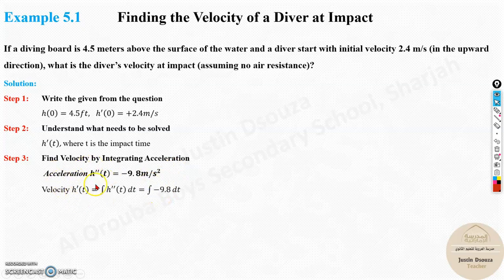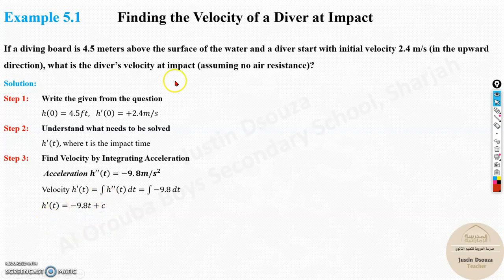Now integrate this, you will get the velocity. The integration of h double dash of t is h dash of t. So integrate minus 9.8 dt, it is minus 9.8 t, because the integration of any constant, if it's 1 with dx, is x. Here we are dealing with dt, so we write t. Now don't forget the plus c. A constant will always be added. What is that constant? How do we find it?